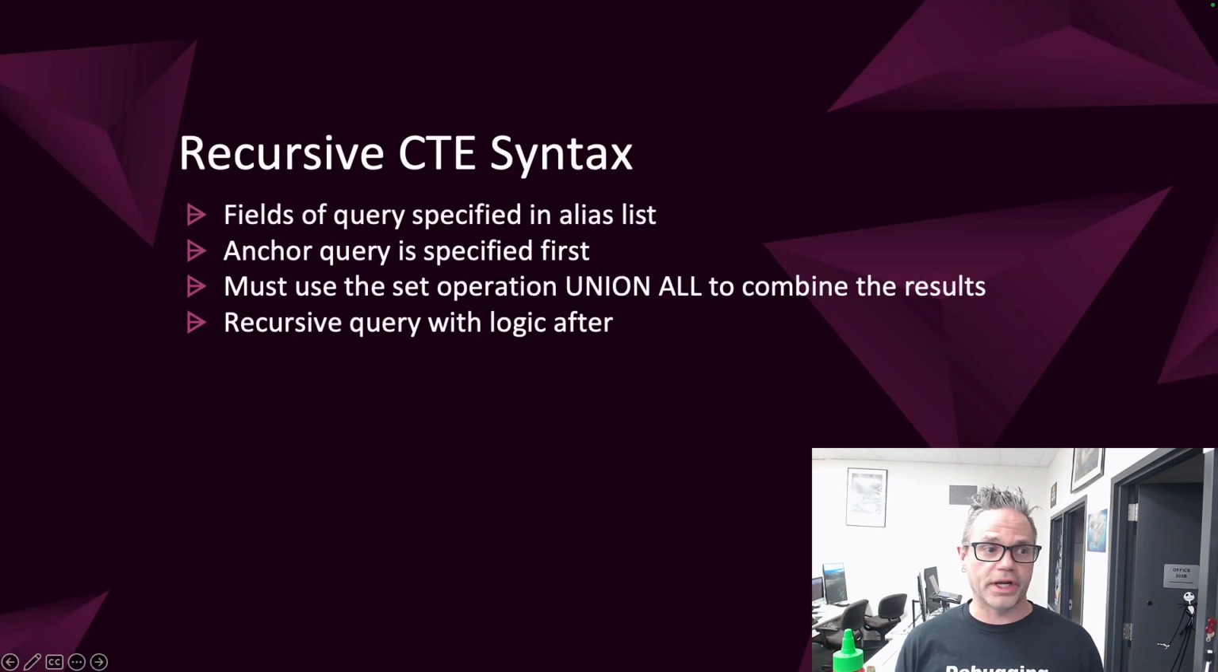I'm working with Oracle right here, so the recursive CTE syntax is specific to Oracle. Other databases might have other rules, so take a look at the vendor information to see how that works. The fields of a query need to be specified in an alias list at the top of the CTE. The anchor query is always specified first inside that, and then you use the set operation union all so you can combine those results. This is pretty critical so you can actually combine those values together. And then we have a recursive query with the logic to close it off afterwards. So that's just the basic structure we're working with.